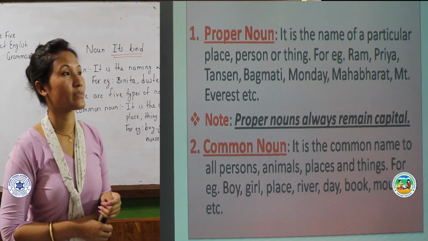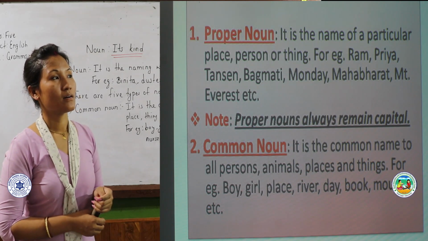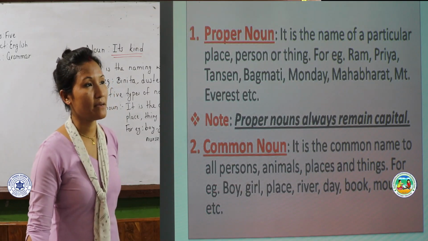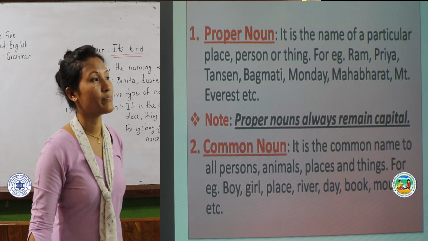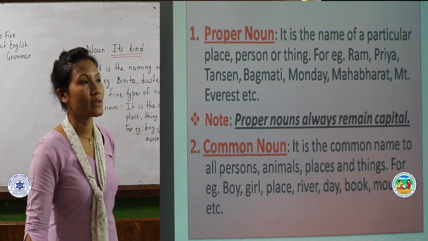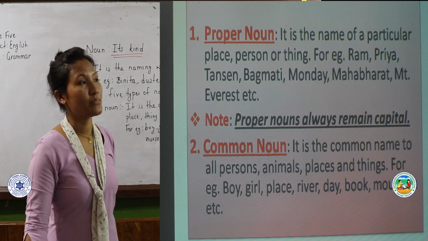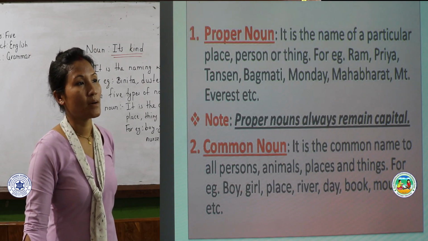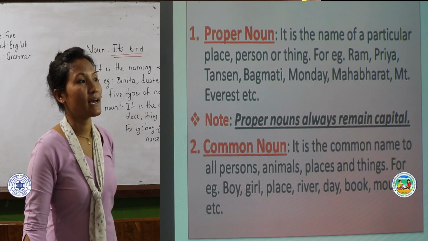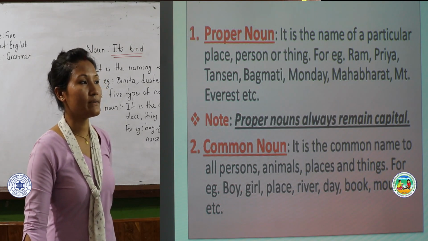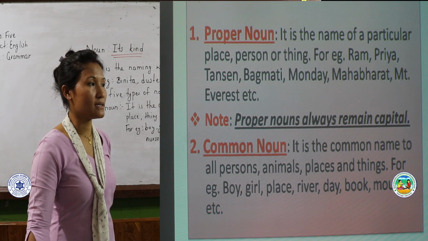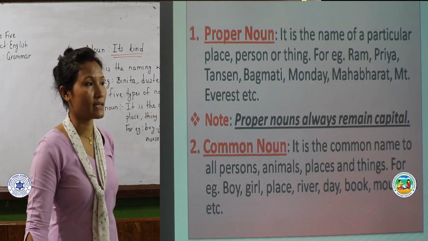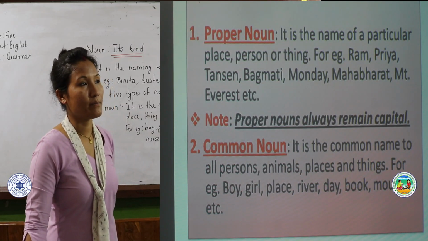Now see there, one number. What type was that? Proper noun. Proper noun, it is the name of a particular place, person or thing. For example, Ram, Priya, Tansen, Bagmati, Monday, Mahabharat, Mount Everest, etc. And as I told you earlier, you have to keep it in your mind that proper nouns always remain capital. Do not forget this. Proper nouns always remain capital.